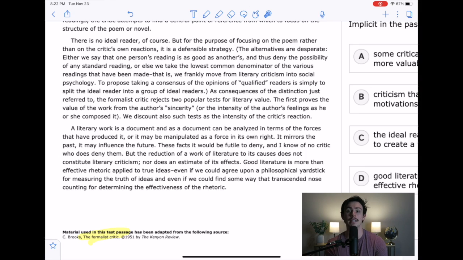So this is saying that we can either assume that everybody reads on the same level, or we can say that if people read on different levels, we're going to have to take the lowest reading level and use that as the standard, because that is the level that everybody can read at.